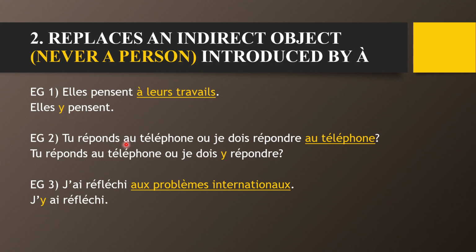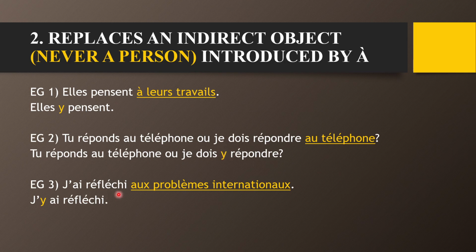Okay. Tu réponds au téléphone ou je dois répondre au téléphone. So this is a contracted form of à followed by a noun, an object. So you can use Y here. So instead of saying telephone twice, the second time you can just use Y. Now where will you place it? Look at the clause, not at the sentence. Only look at the clause. So the first verb here is conjugated. The second verb, répondre, is in full. So you will have to place it before the full verb here. Tu réponds au téléphone ou je dois y répondre? Are you answering the telephone or should I answer it? So here this Y takes another meaning, which is it.